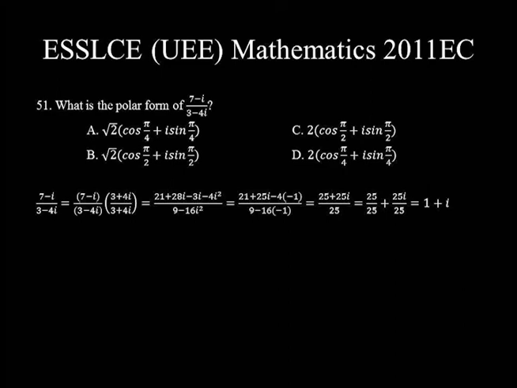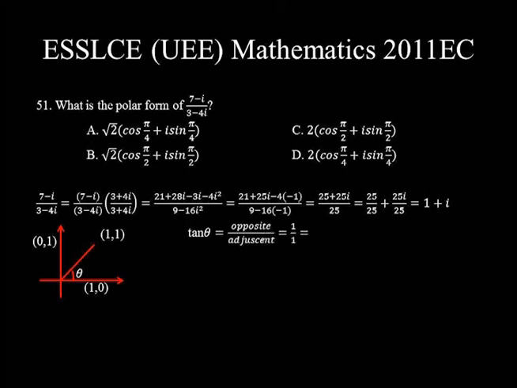So let's draw the graph of the simplified form. This is the real and imaginary axis. The real part is 1, so it's located 1 unit to the right of the origin. The imaginary part is also 1, that's 1 unit above the origin. The point of intersection is (1, 1). Let theta be the angle between the real axis and the line drawn from the origin to (1, 1). Thus, tan theta is equal to opposite over adjacent. The opposite is 1 divided by the adjacent 1, which is equal to 1. So theta is equal to tan inverse of 1. This implies theta is equal to pi over 4.